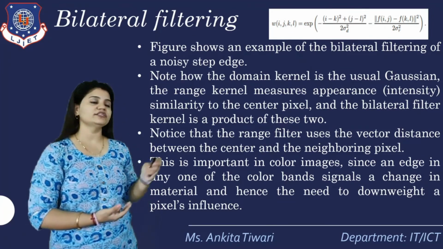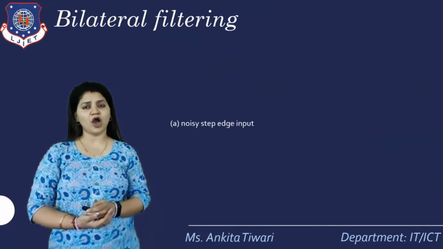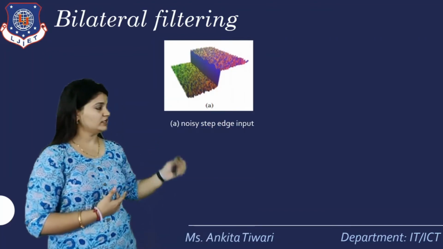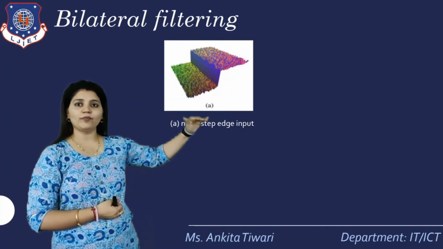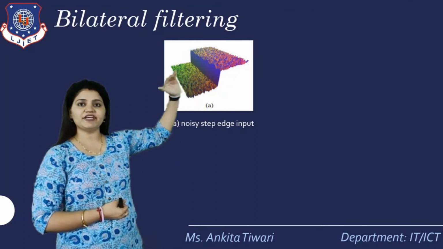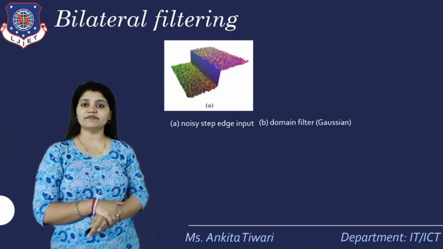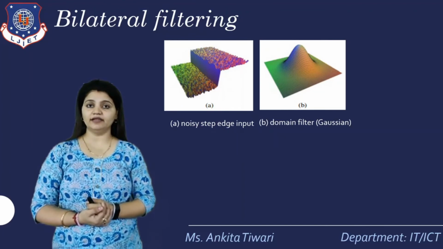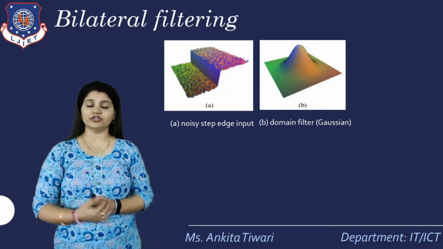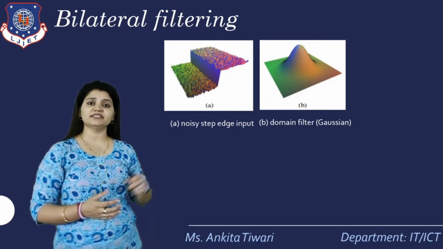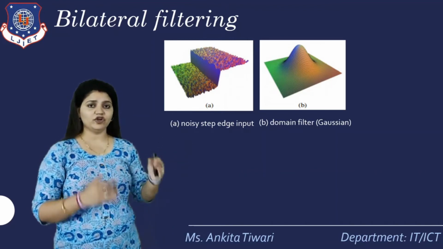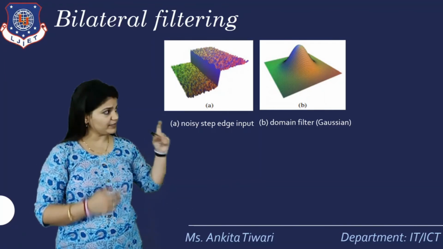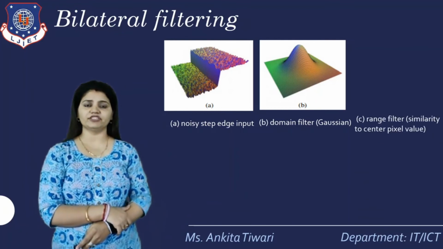So now with respect to all these influences, we need to show an example. How? Here is the noisy step edge input, as you can see, shown with an edge form, stepwise and then flat. So the noisy step is already shown, and the domain filter is Gaussian. We have already seen this in Gaussian filters with Gaussian series, and in mathematics. The same thing is applied with the Gaussian algorithm, so the Gaussian formula is applied here and the same graph will be obtained with respect to the noise.